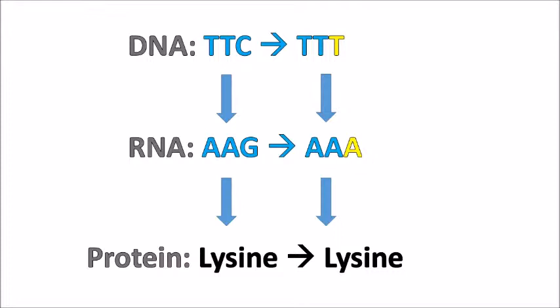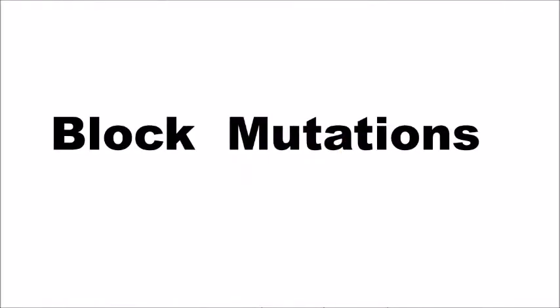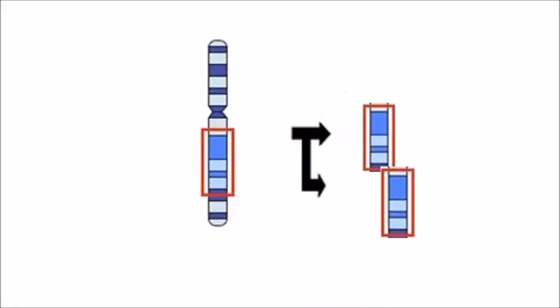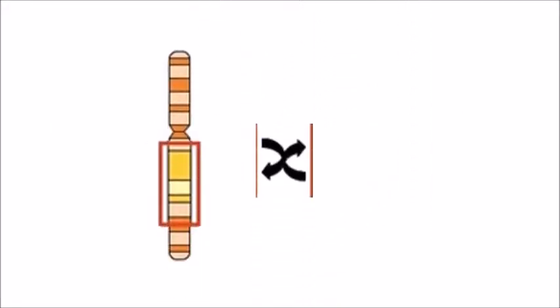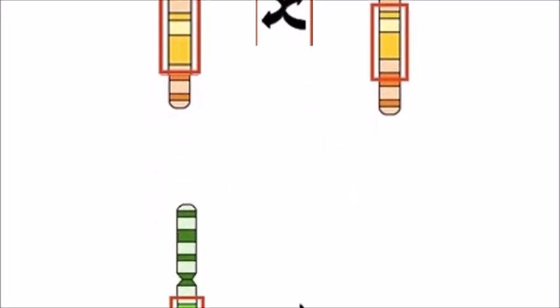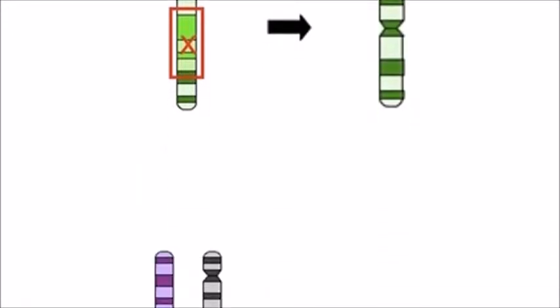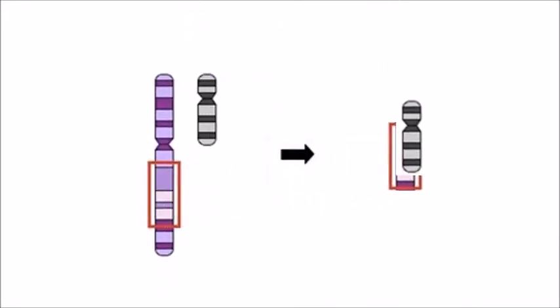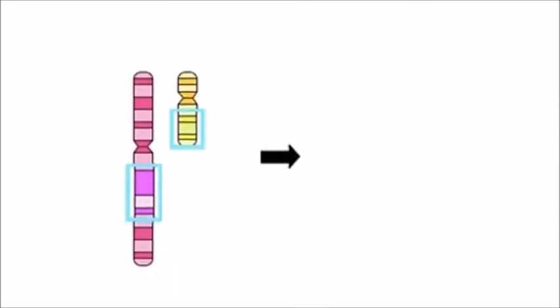Other types of mutations are called block mutations. These are changes to whole segments of a chromosome and can change the DNA quite significantly. For example, one section of the chromosome can be duplicated, a segment of a chromosome can be removed and inverted, a whole section of the chromosome can be deleted, a part of one chromosome can be removed and added to another chromosome, or two segments of different chromosomes can be exchanged.